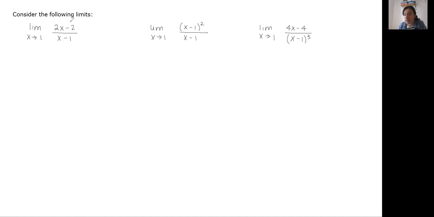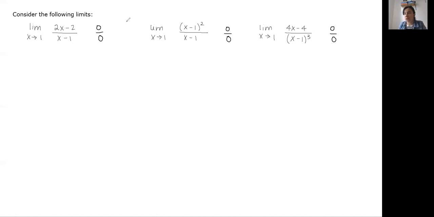Now, if I plug in 1 into this expression, I'm going to get 2 times 1 minus 2, which is 0. And then this is divided by 0. If I plug in 1 into this expression, I get 0 divided by 0. And if I plug in 1 into this expression, I get again 0 divided by 0. Now, this was a problem, and you learned that this was a problem in Calculus 1, because 0 over 0 is not always easy to determine what this is going to be equal to.